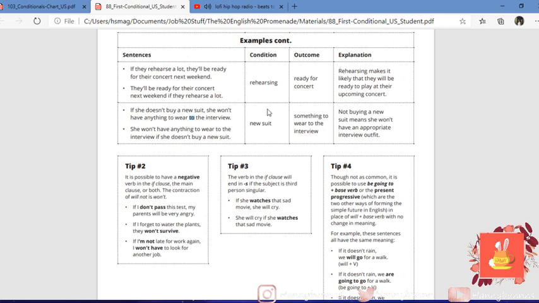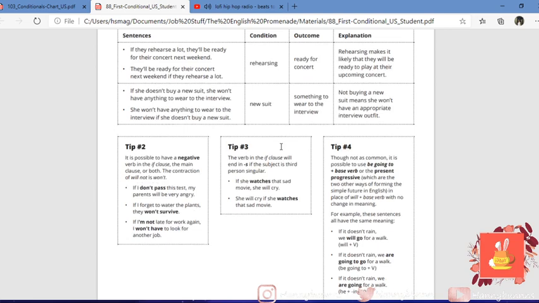Other people, and for me, I would also say "for the interview", because you're telling me the reason why you're buying the outfit. So "for" shows there's a purpose. She won't have anything to wear for the interview. So people who say "to" or "for", I personally will accept it because they work both ways. But just keep in mind that "to" and "for" may not always be used appropriately on some occasions. For this one, if you put "for", that's okay. So the condition is the new suit, and the outcome is something to wear to the interview. Explanation: not buying a new suit means she won't have an appropriate interview outfit.